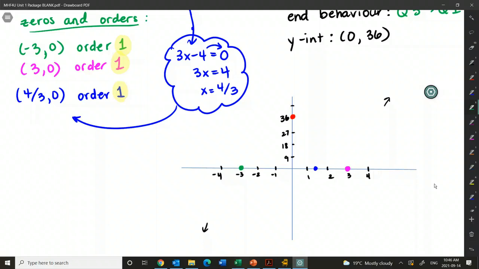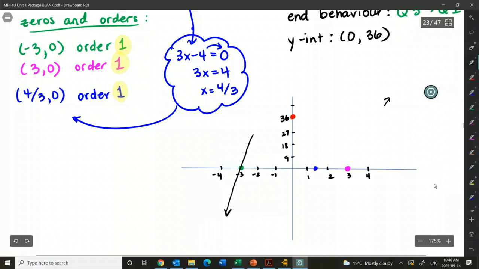So I am starting in the left end down here, and as I come toward this 0 here, I know it's order 1, so I'm just going to go right through it as I come from the lower quadrant here into quadrant 2. Okay, I know that I'm going to have to eventually come through this y-intercept at 36, and I'll have to come down to the x-intercept at 1.3. So probably something is happening in here where I have to turn and go down through 36 and head toward that next x-intercept.